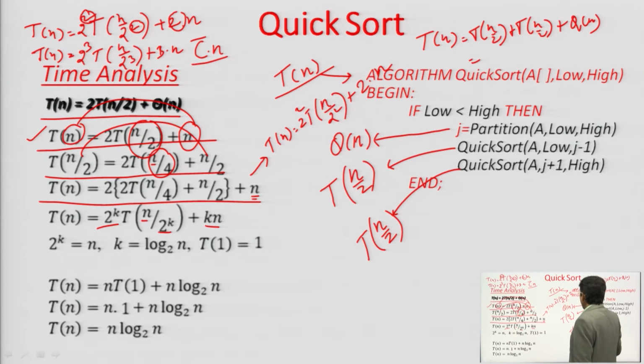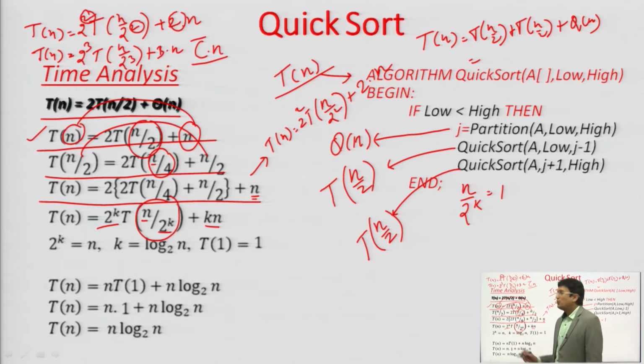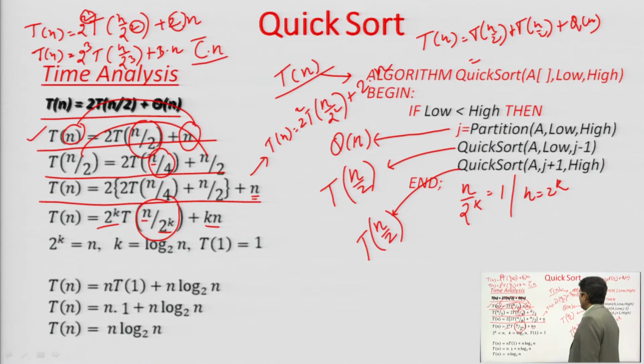In this expression, we are assuming that the division will further not be required in case n by 2 raised to the power k becomes 1. In case this value is 1, it means we have a one size problem, then further divisions will not be possible or will not be required. So, we are assuming that n by 2 raised to the power k is equal to 1. The same can be written as n equals 2 raised to the power k.